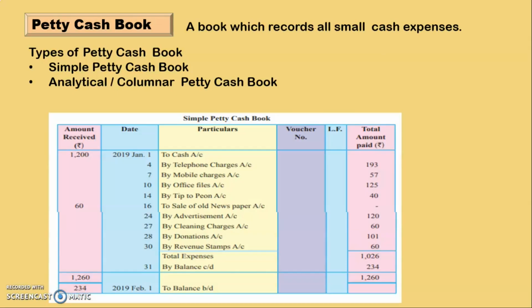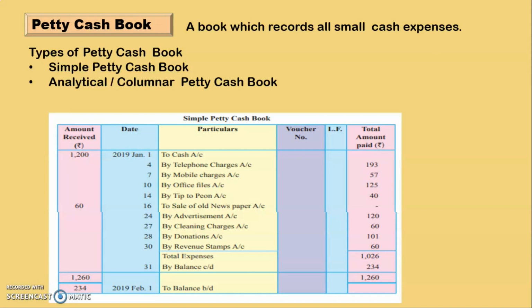The simple petty cash book will be like this, wherein we have amount received column on the left hand side and total amount paid on the right hand side. And we just have one single particular column where we write the account head of the expenditure incurred. So we write the date, then the account head, and if it is an expense paid, then the amount will be written in the right hand side amount paid column. And if we are receiving an amount, for example for the sale of old newspaper, then that amount which is received is written in the amount receipt column. Then we close the account and we find out the closing balance.